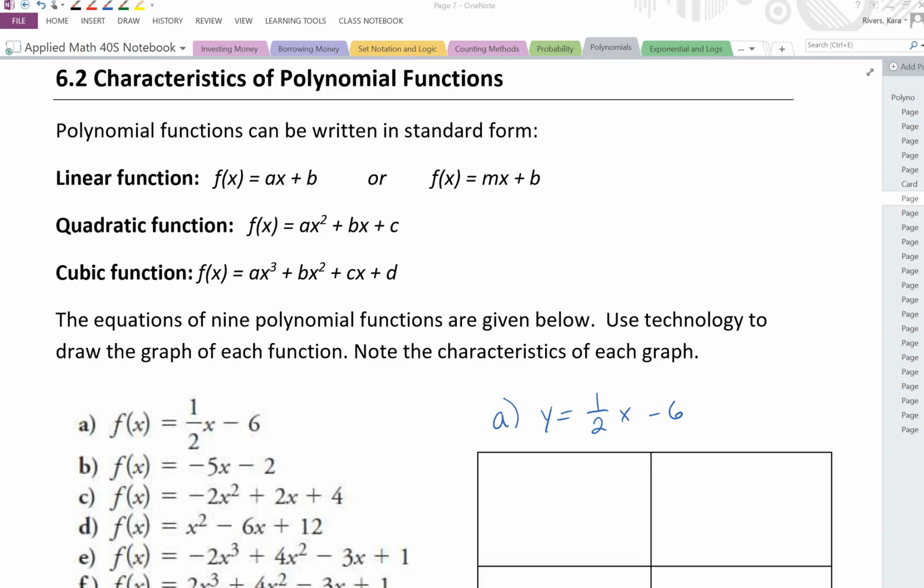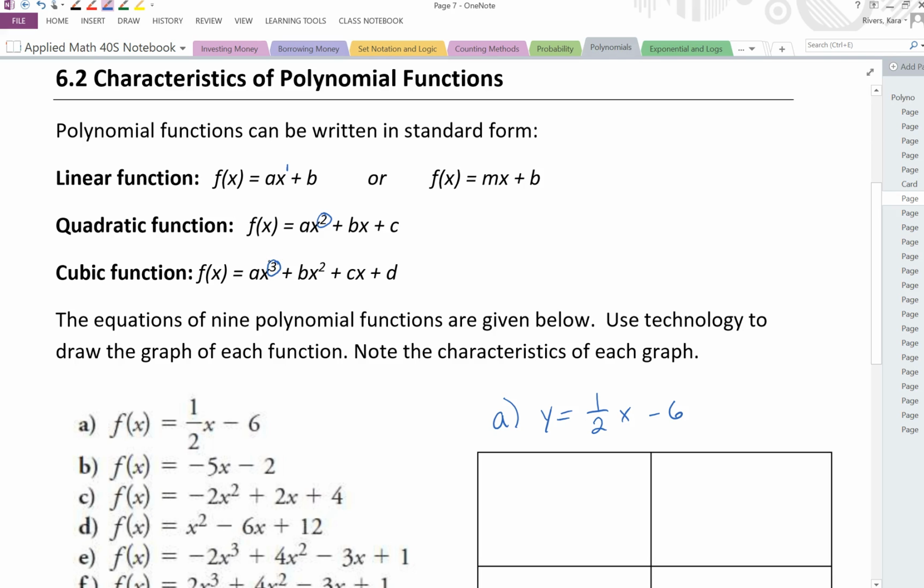In this lesson, we're going to be looking at characteristics of polynomial functions. Polynomial functions can be written in standard form. The linear function, f of x equals ax plus b, is a degree 1, even though you don't see the 1 there. A quadratic function is f of x equals ax squared plus bx plus c, which is a degree 2. A cubic function is f of x equals ax cubed plus bx squared plus cx plus d, and it's a degree 3.